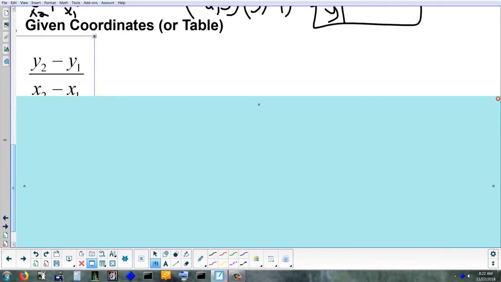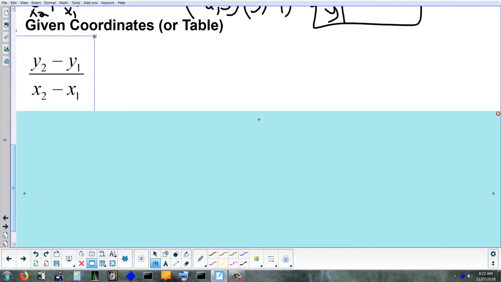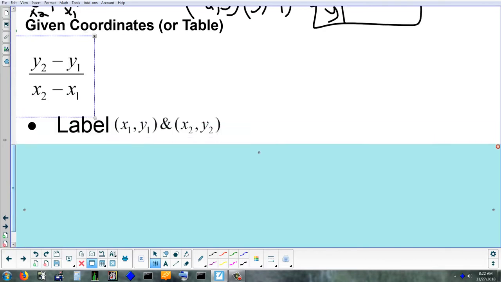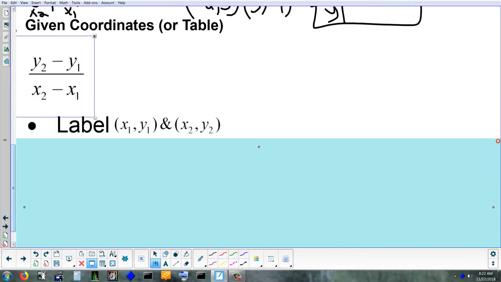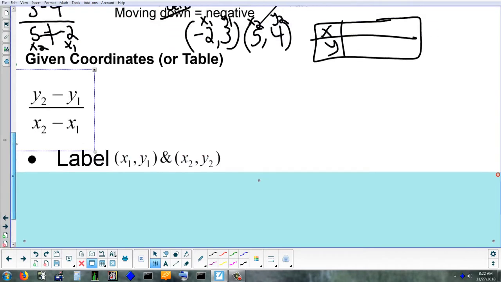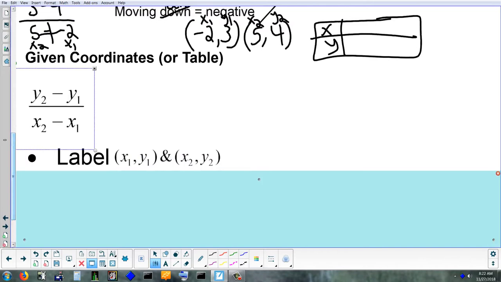So, just some steps when you're doing this, guys. And these steps aren't super long, all right? First thing you want to do, like I did up here with my coordinates that I gave you, is label: x1, y1, and x2, y2. I would suggest labeling them. Like I said, you can do y1 minus y2, x1 minus x2, as long as you're consistent with how you label and what you use. So you want to label first.